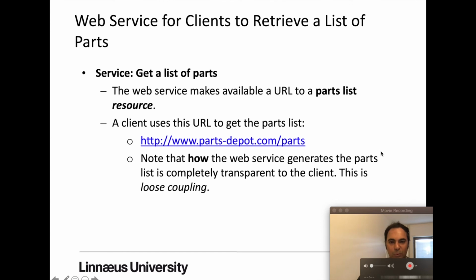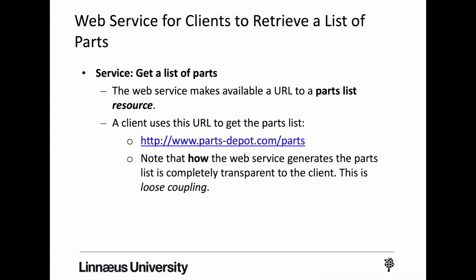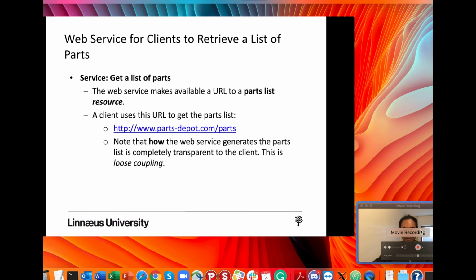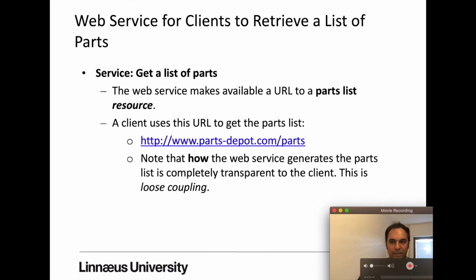And in this way, one thing is ensured: that the client and the application are loosely coupled. Basically, the client is not dependent on the application, and the application is not dependent on the client. So anyone who has this URL, anyone who is authenticated to make this request, can get the list of parts.